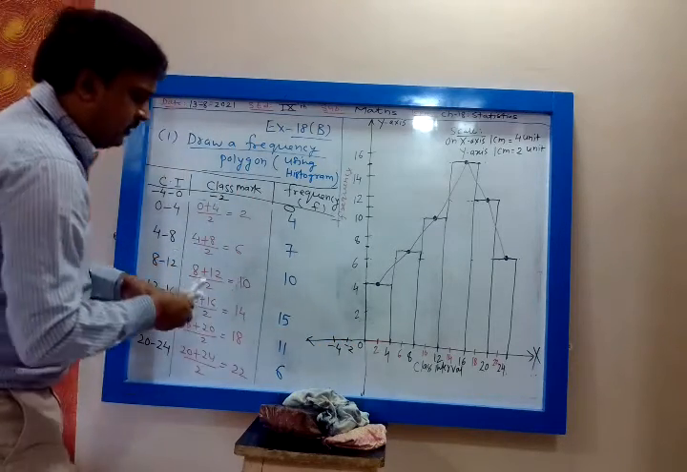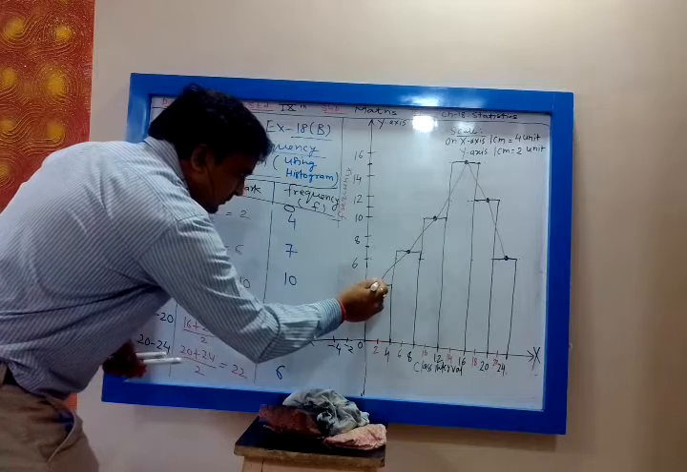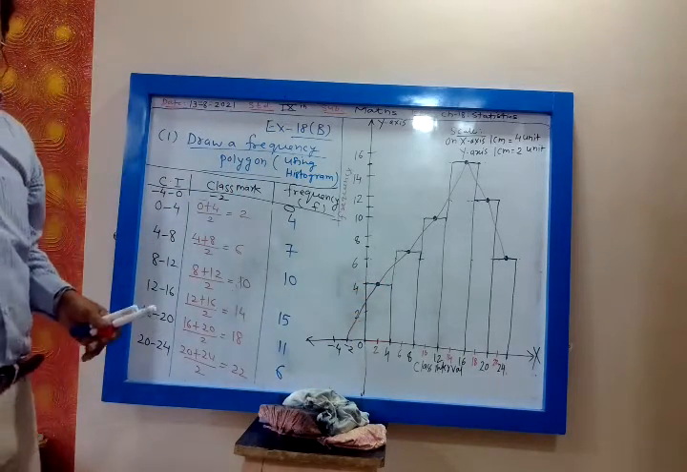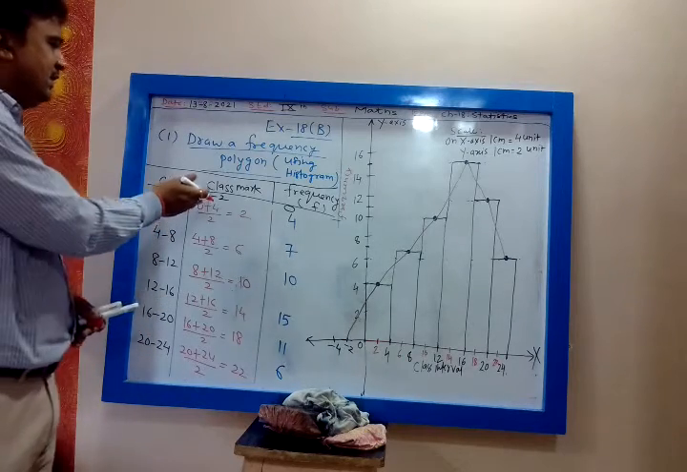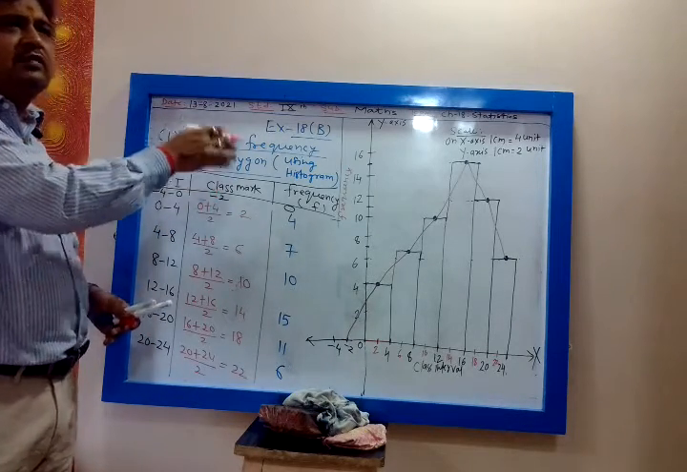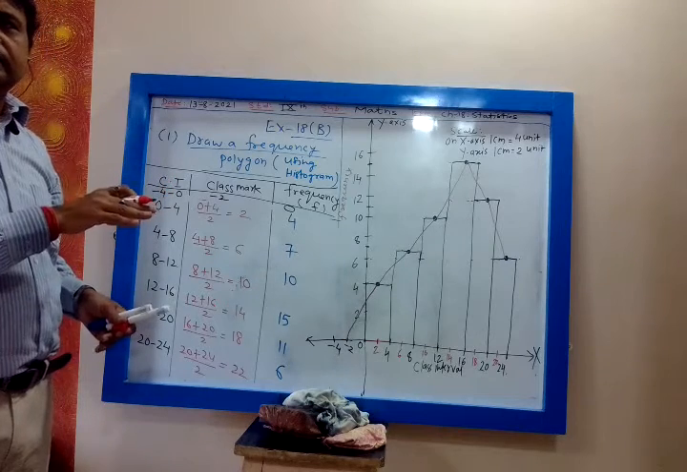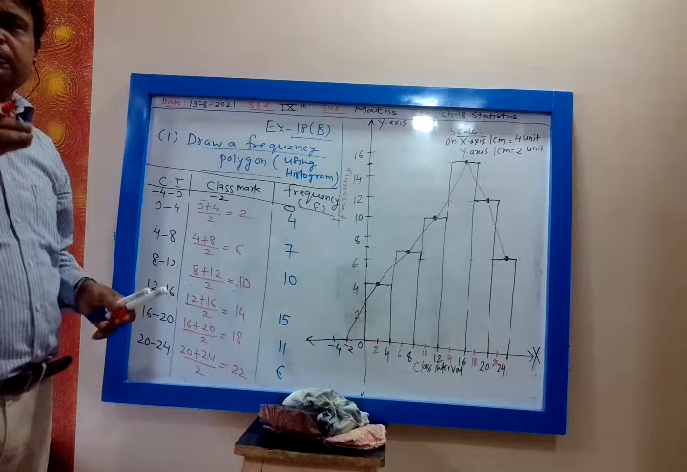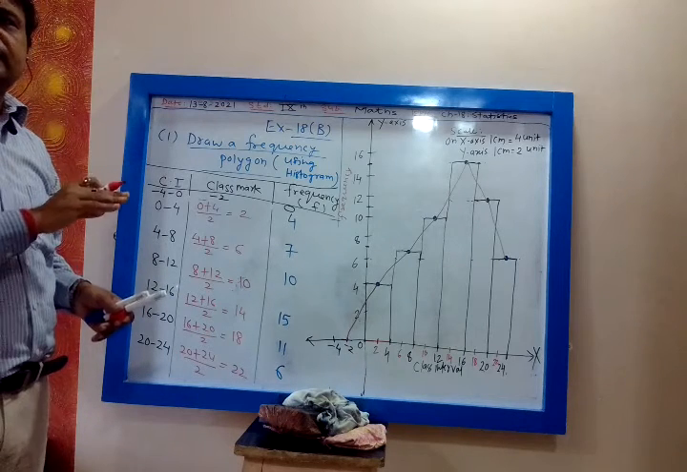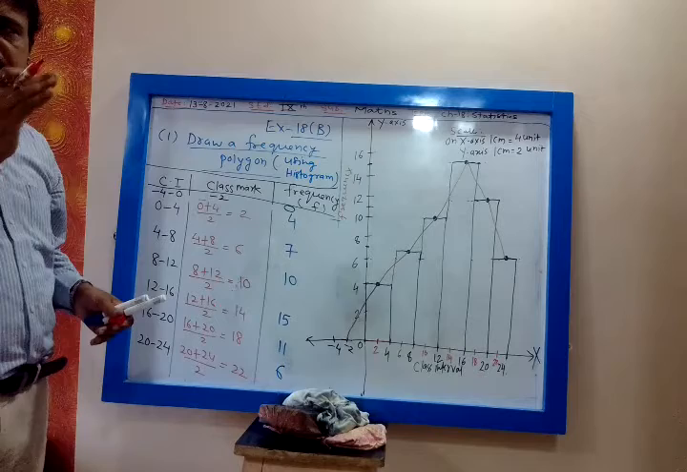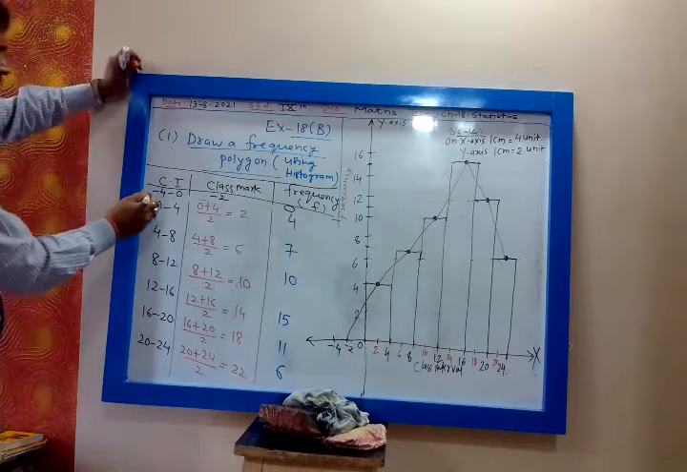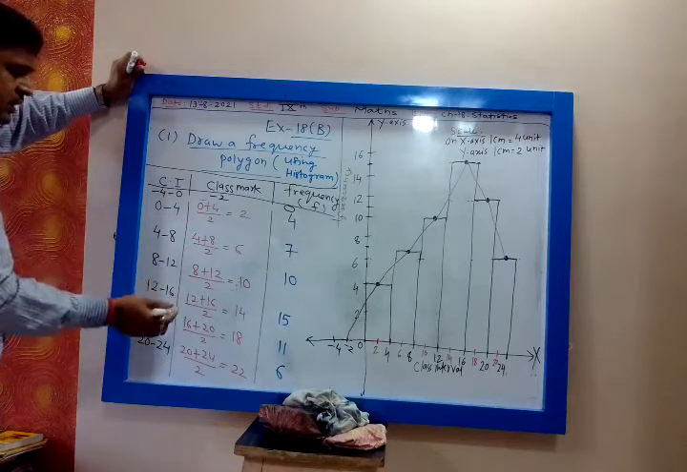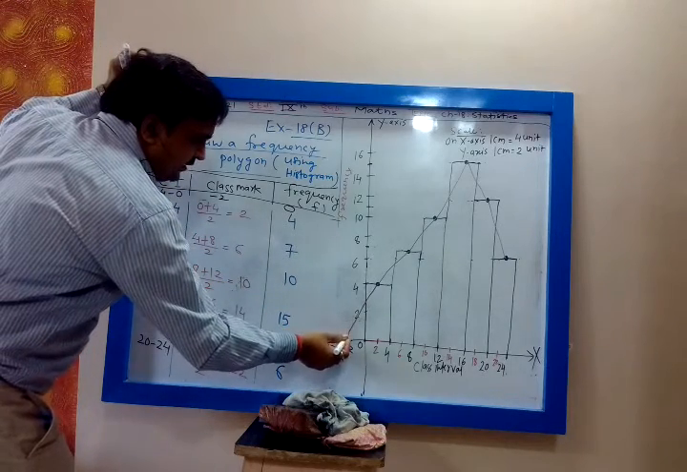Then you can join this with this. See, my dear, if I had written this in the beginning only, then you would not have understood. That is why first we arise the need. Why do we draw this? Because the rule is that the frequency polygon must start from the x-axis and end at the x-axis. So we have written minus 4 to 0. Further problems we will do directly because we have understood. So this meets at the x-axis.